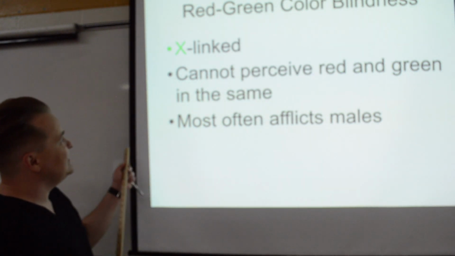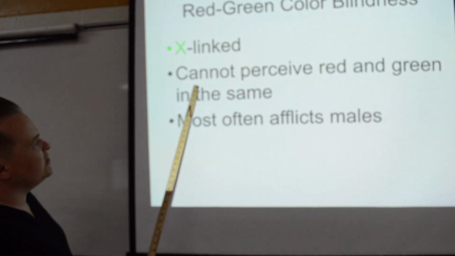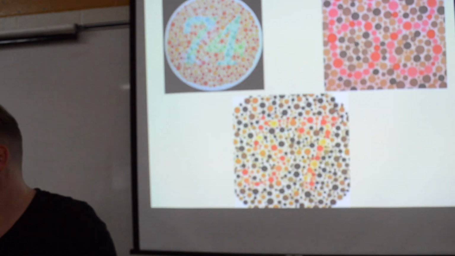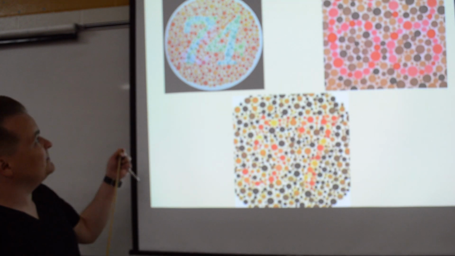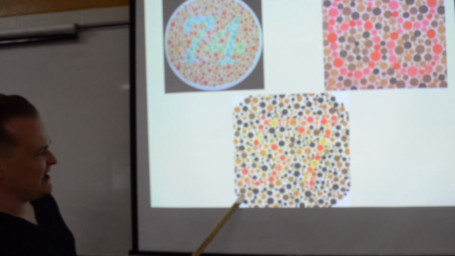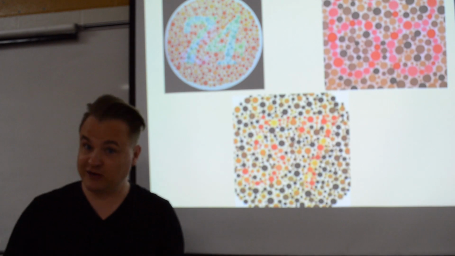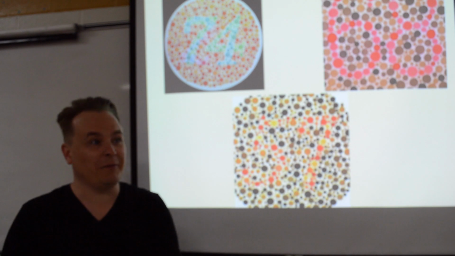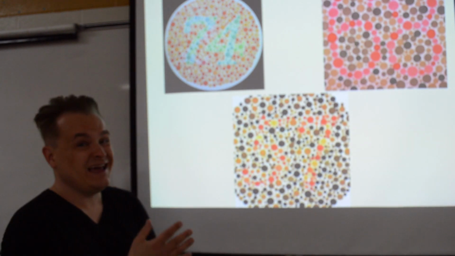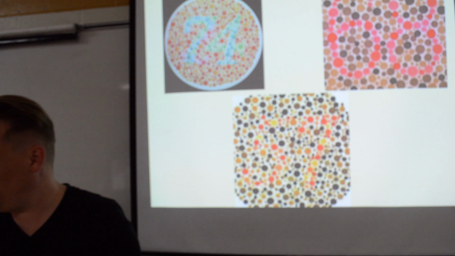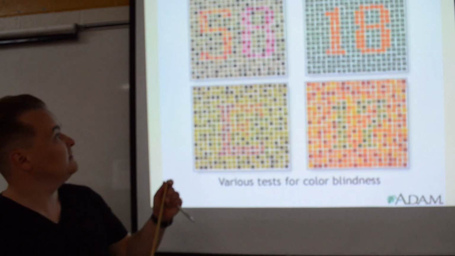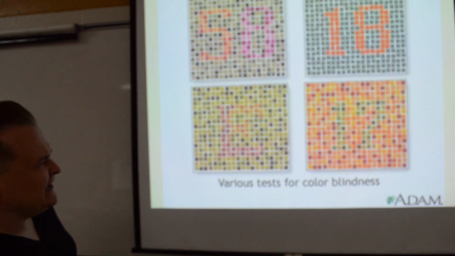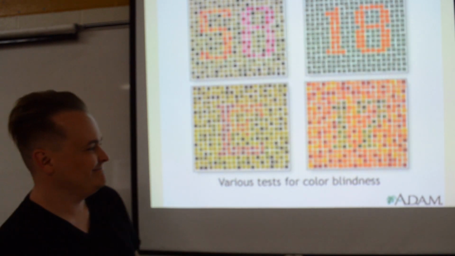Red-green color blindness. It's an X-linked disease. You cannot perceive red and green the same. Most often it affects males. So these are some colors, right? You should be able to see the numbers 21, 68, and 57 there. Some people can't. And obviously, since we're videotaping this, it might be a little bit bizarre and it probably doesn't show up very well, but maybe you could see it. And I put these slides in the Google Classroom as well. Right? 58, 18, I can't see that, but I think that's the letter E, and 17. I'm on a weird angle.